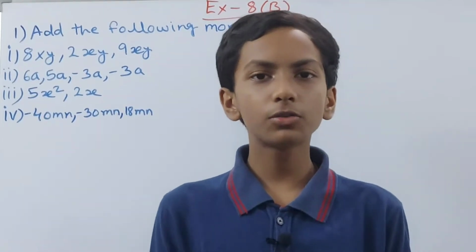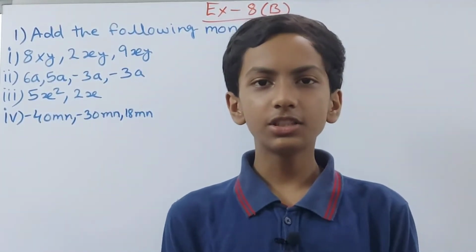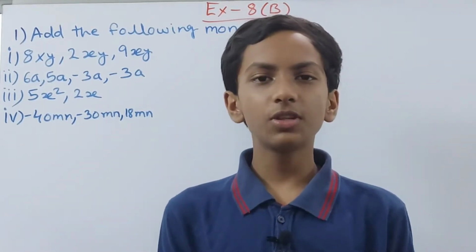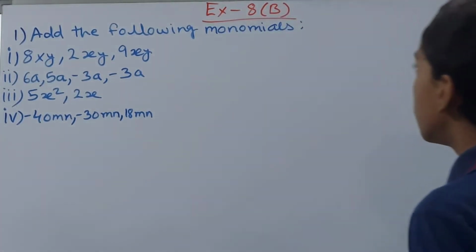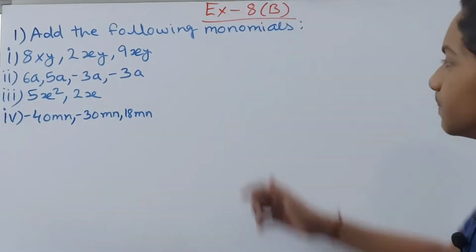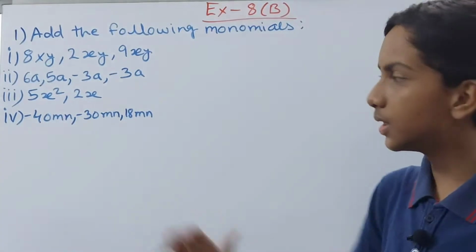In this video we are going to solve ICSE Mathematics class 7 chapter 8 Algebraic Expressions exercise 8b question number 1. So friends, without wasting any time, let's get started. This one is add the following monomials, right? Now what is it saying here? We have to add these following monomials given to us here.